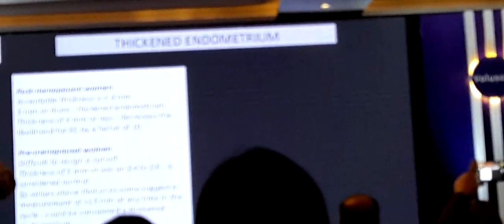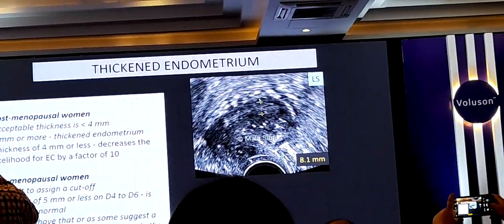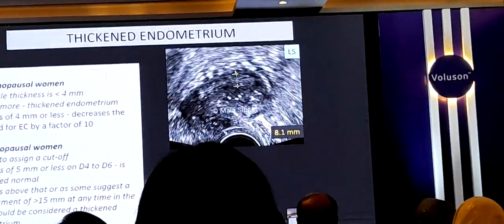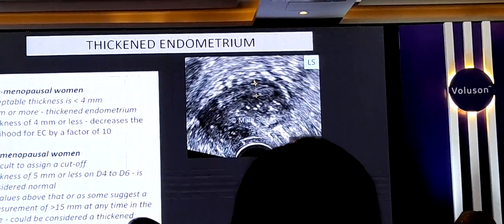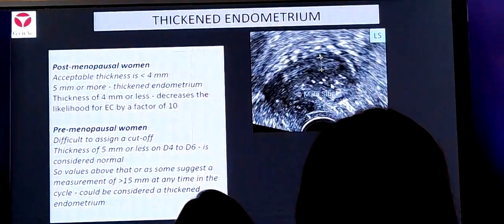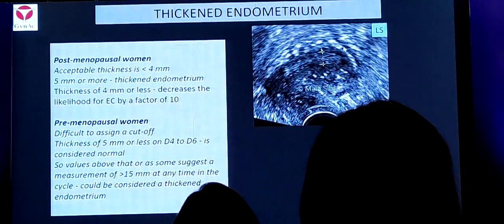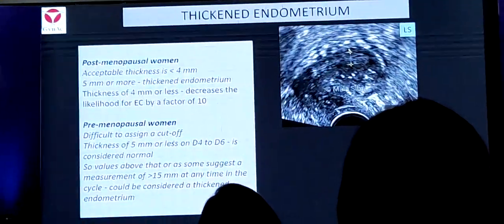What is a thickened endometrium? In a postmenopausal lady, acceptable thickness is less than 4 millimeters. So any endometrium which is 5 millimeters or more can be considered a thickened endometrium. Here you can see a postmenopausal lady. You can see the arcuate vessel calcification, so you know she's an elderly lady. This endometrium is 8.1, so it is a thickened endometrium.